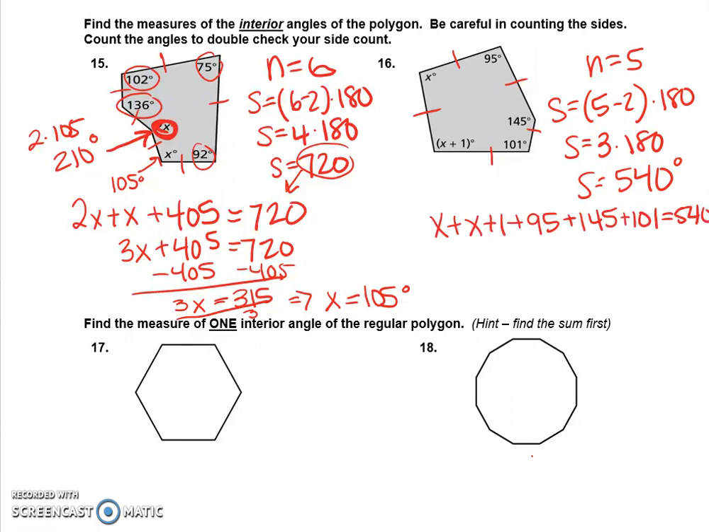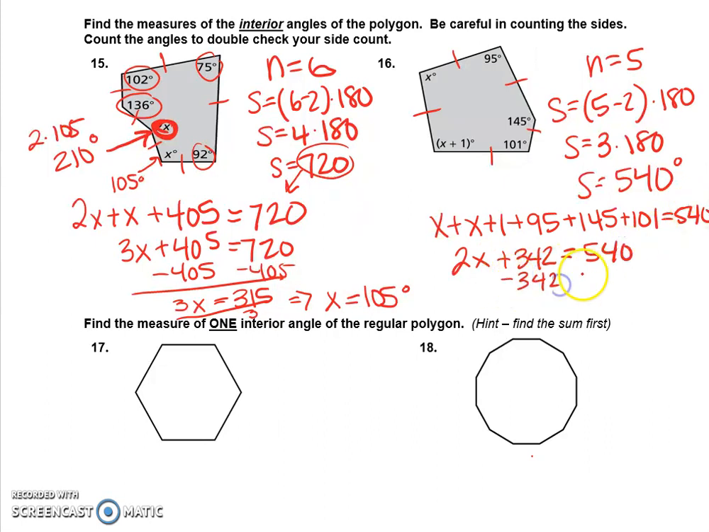15-minute mark. So 1 second. All I did right here was write out every single angle and add it all up. So x and x is 2x, 1 and 95 and 145 and 101 is equal to 342. And that is equal to 540 degrees, which is my sum.